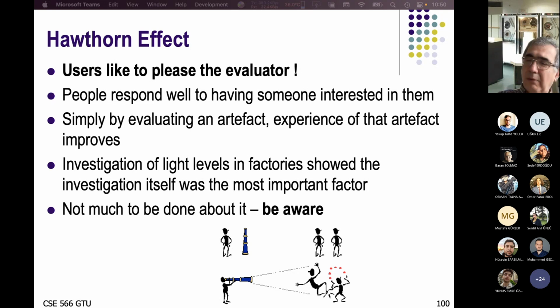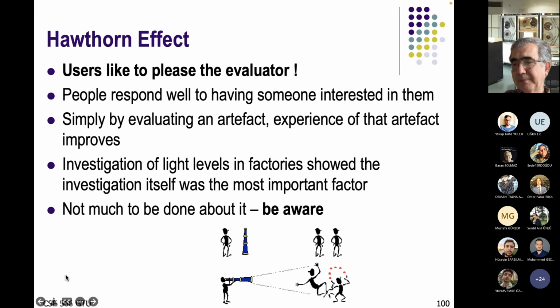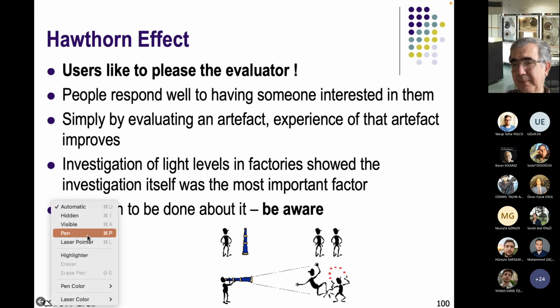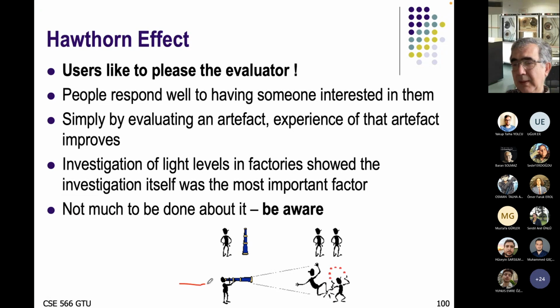So the figure at the bottom says if you start measuring things, people behave differently. Then normal performance will not be achieved. There is nothing much to be done about it. It is always the case, but try to minimize the effect and also be aware that there is such a factor.